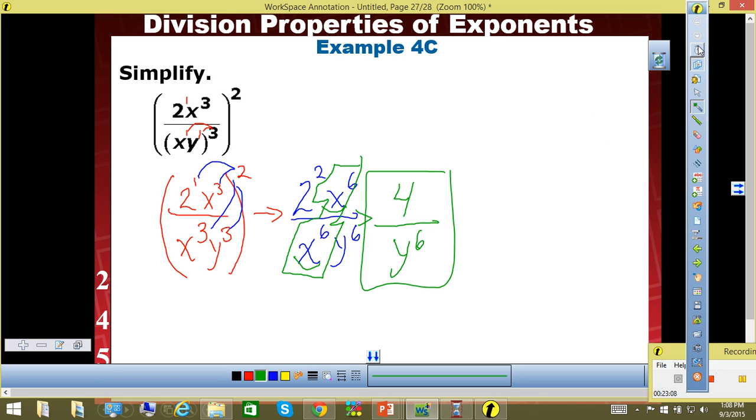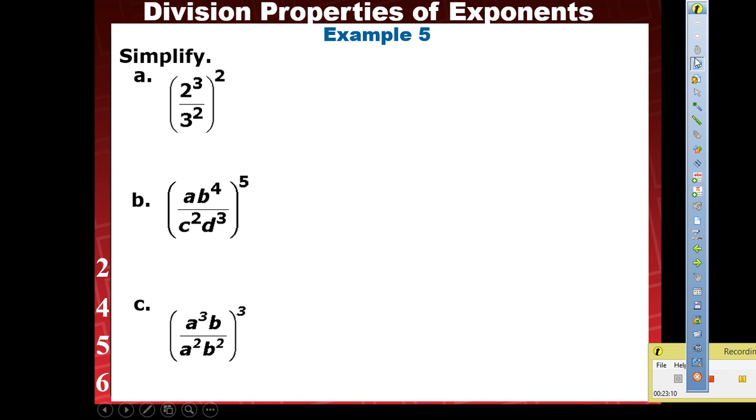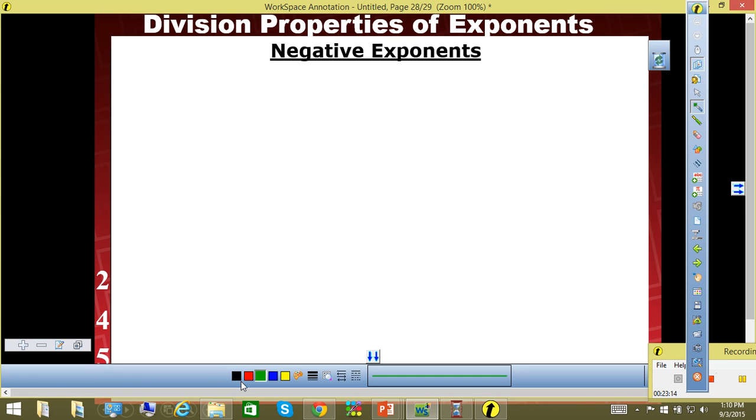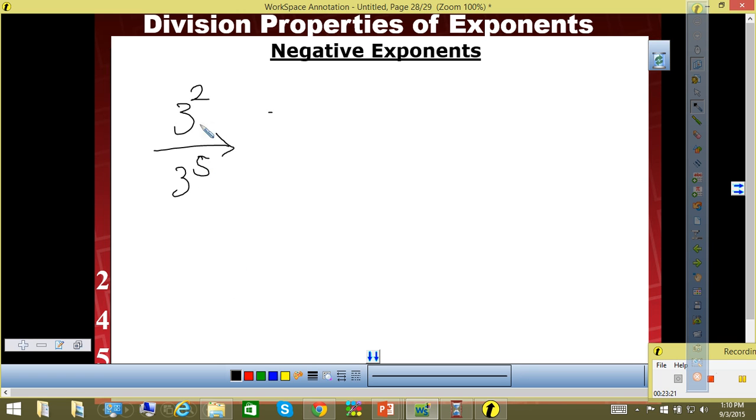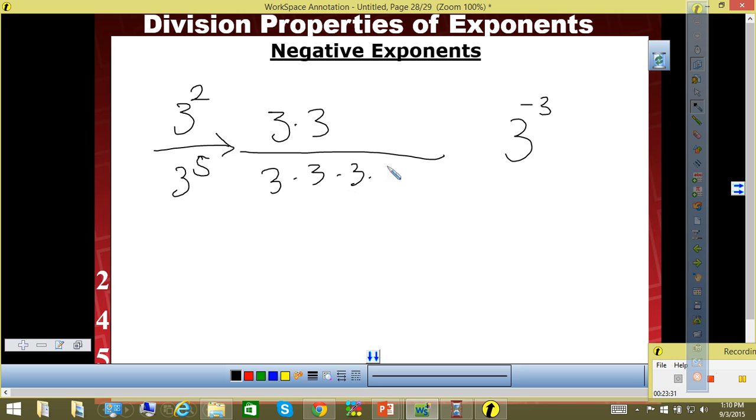One last thing before you leave. Here we go. Hold on. Really quick. If I have 3 to the second over 3 to the 5th, pay attention to this one. This is 3 to the negative 3. Is that correct? Now, if I was to write this in factored form, we know that this is a 1 and this is a 1, right? Now check this out. What is 1 times 1? 1. And 3 times 3 times 3, that's 3 to the third.